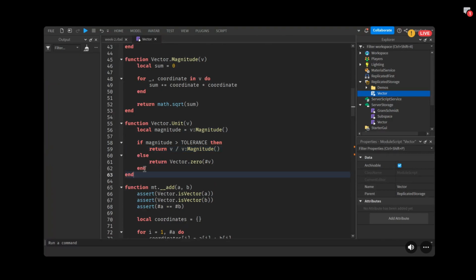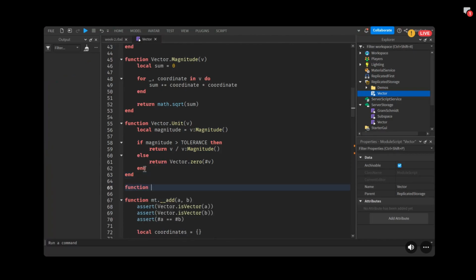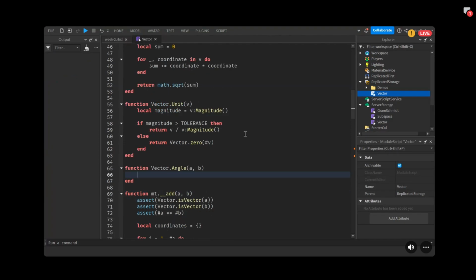So that is unitizing a vector. And next, we do the angle between two vectors. Take in two vectors, and let's also copy over our type checking.